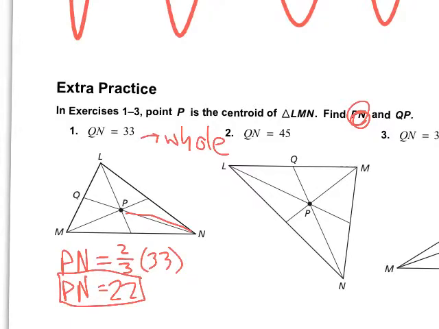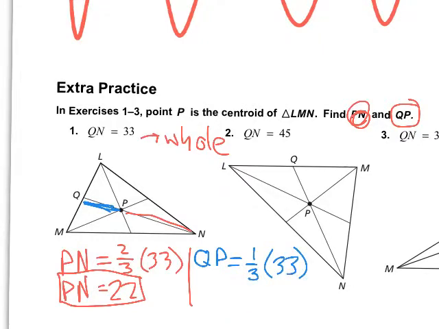Then we also need to find QP. That's the other thing it asked me to find. QP is the short side here. The short side should always equal 1/3 of the whole. So 1/3 of 33 is going to be 11. So QP is going to be equal to 11. Short side is equal to 1/3 of the whole. Long side is equal to 2/3 of the whole. Go ahead and pause the video, do 2 and 3, and then you can start it back up when you are ready to rock and roll.